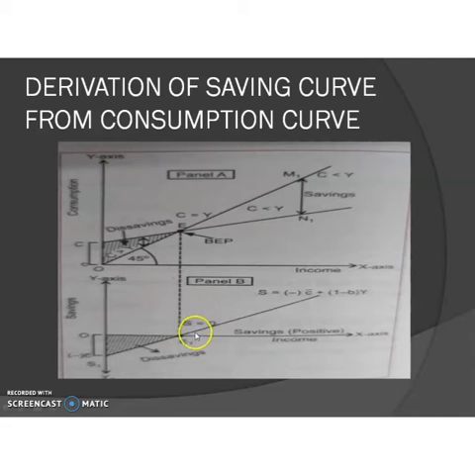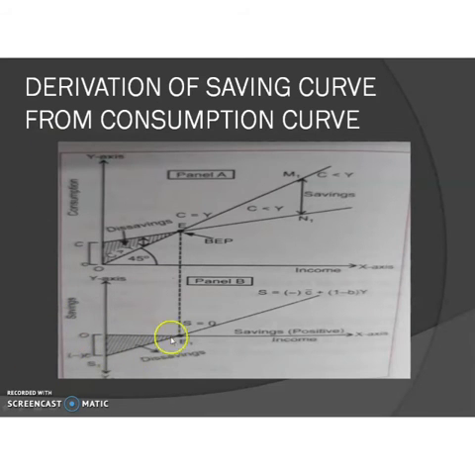Then in panel B, at origin, that means 0 level of income, saving is at negative OS1. So this is the negative saving or dissaving; the saving curve starts from negative S1. This is the negative portion, so it is negative savings. Then this is the starting point of the saving curve.